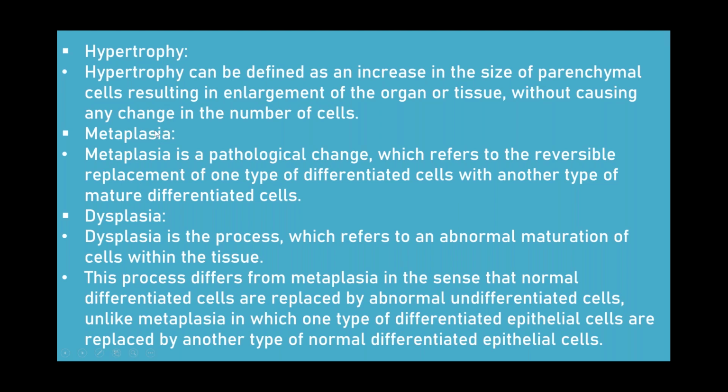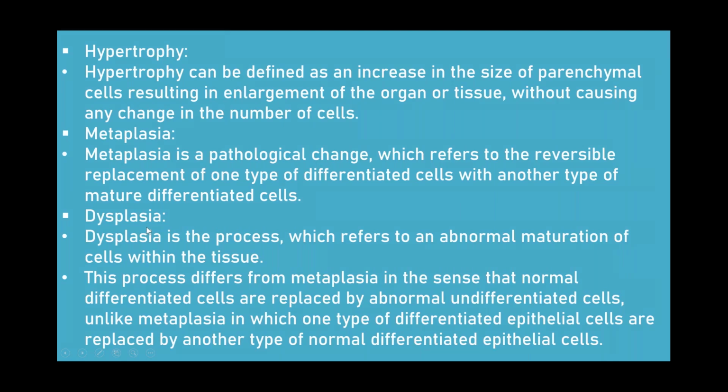And metaplasia. Metaplasia is a pathological change which refers to reversible replacement of one type of differentiated cell with another type of mature differentiated cell. So metaplasia can be physiological and can be pathological. Metaplasia can be physiological, for example, squamous metaplasia in the uterine cervix in response to change in pH of the vagina. This is the physiological. And pathological in the smoker, the pseudostratified respiratory epithelium changes to stratified squamous. So this is the pathological case in the smoker.